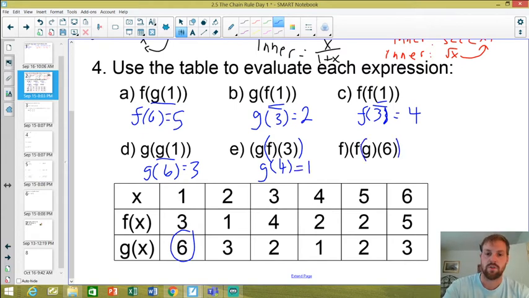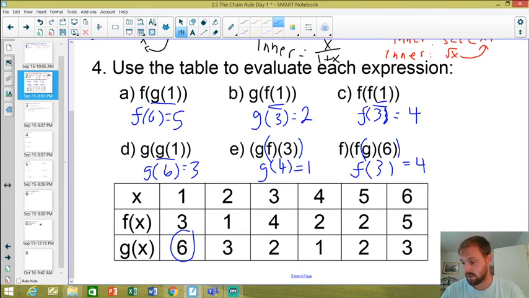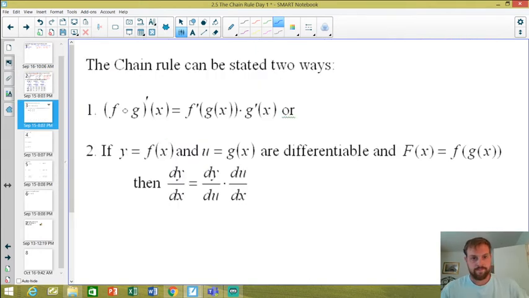And lastly here, we're doing G of 6 first, which is 3. And f of 3 is 4. Okay, so this slide was all about just kind of refreshing ourselves on what function composition is. Okay, which happens, there's a lot of the functions we deal with. Okay, now chain rule can be stated one of two different ways.